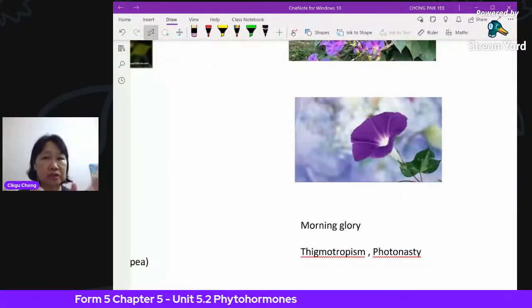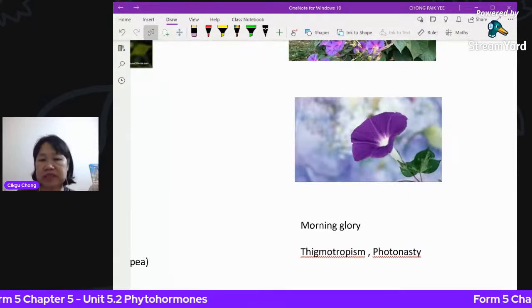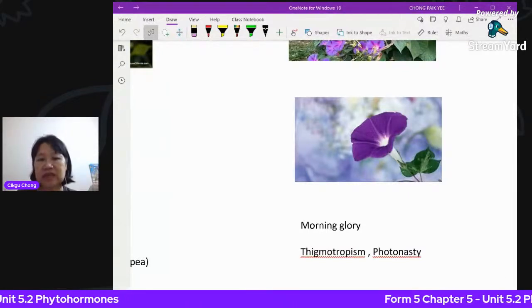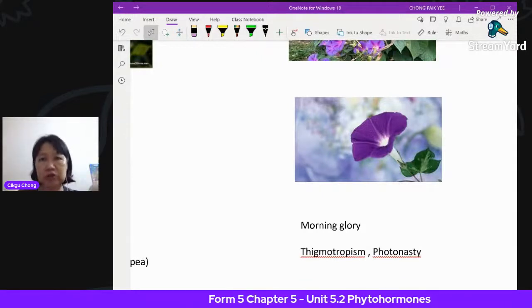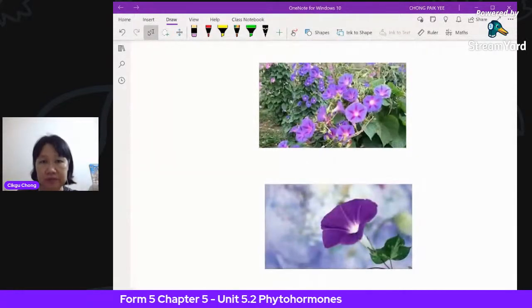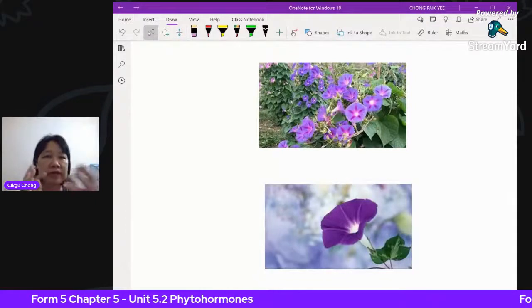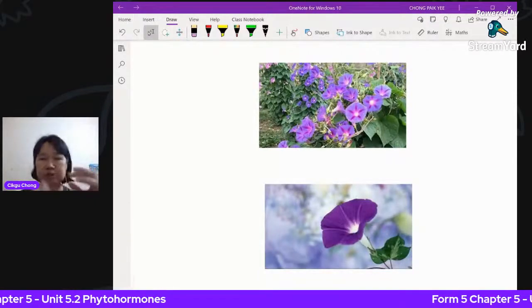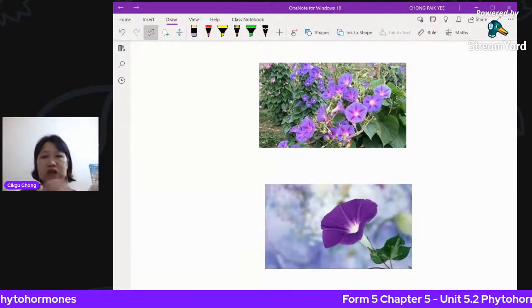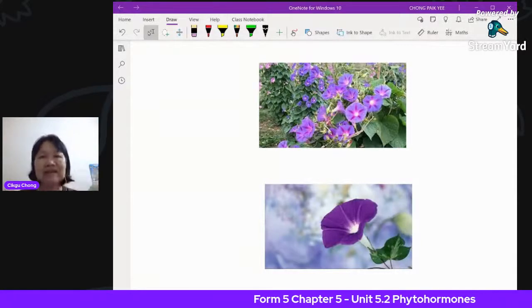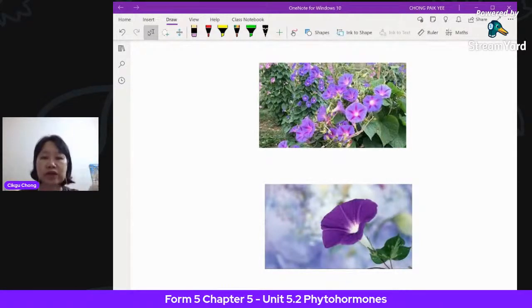So it also displays photonasty. Okay, so it's also a thigmotropism because it has the vines to grip onto the support. So this one, the flower, the petal is evenly distributed. Okay, so you see that it's like a trumpet. So it is called the morning glory. Okay, so these are two different.